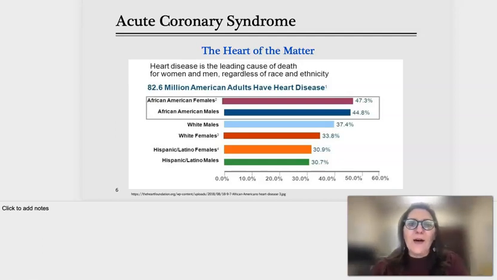But anyway, African American females are actually the worst with 47.3%. African American males have 44.8%. Then it's white males, white females, Hispanic males. So that is the breakdown of who is at the highest risk for these cardiac issues.